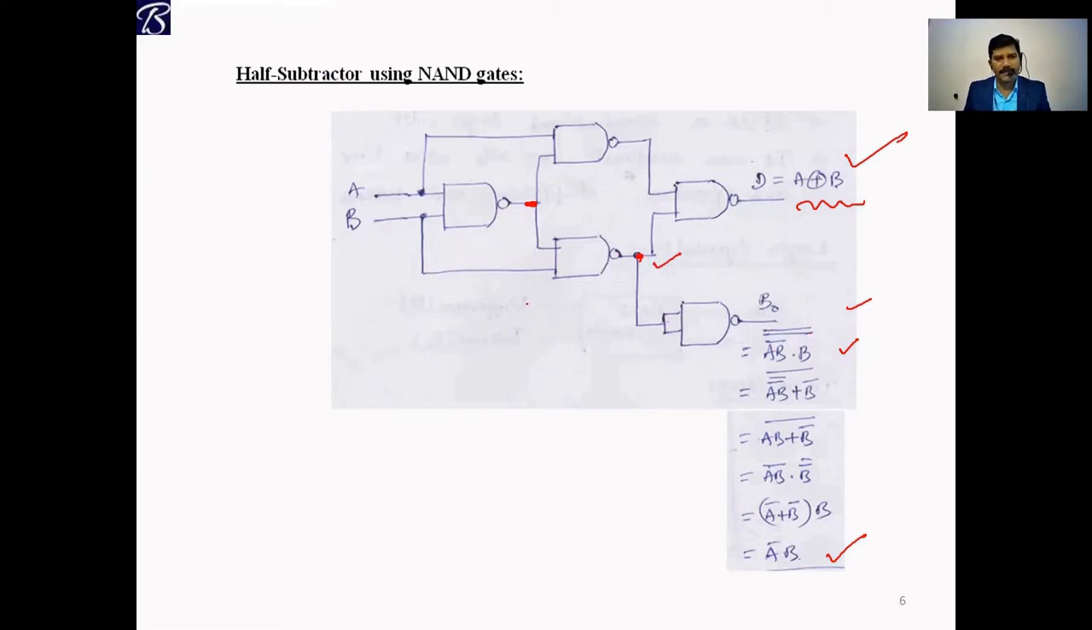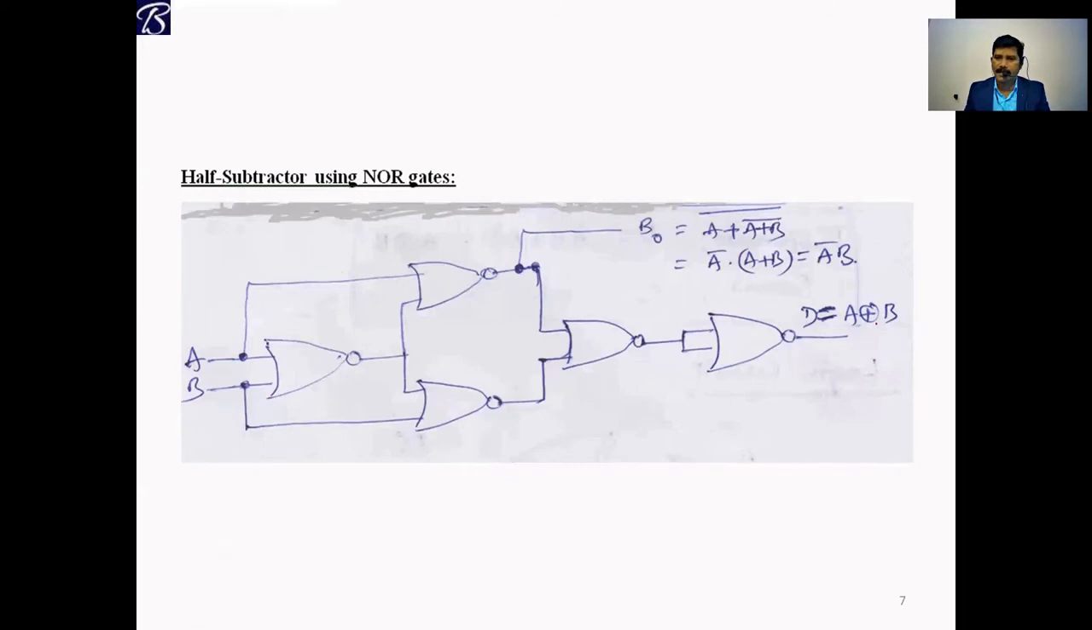Now let us see half subtractor using only NOR gates. Still it is 5 only. Let us see the diagram. See here, to get the XOR operation using NOR gates, it will actually take 5. This we have already seen in the universal gates video.